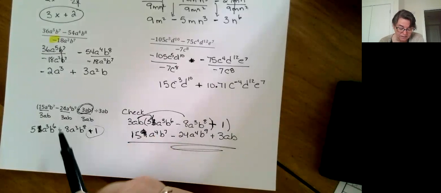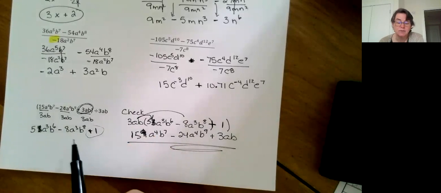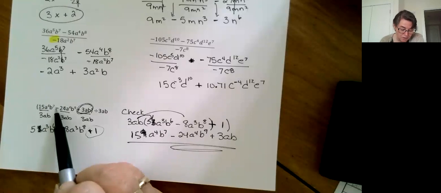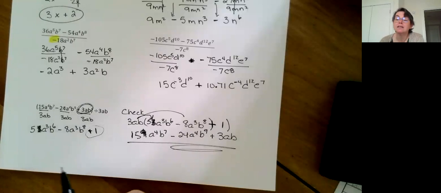So don't lose that term. So 1, 2, 3 terms. 1, 2, 3 terms. And I divide it by a positive, so matchy, matchy. It's all good. Math is awesome.